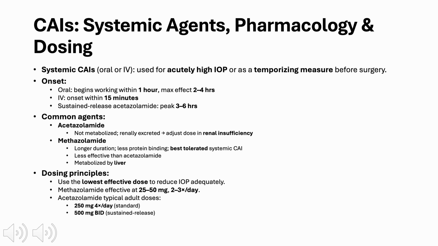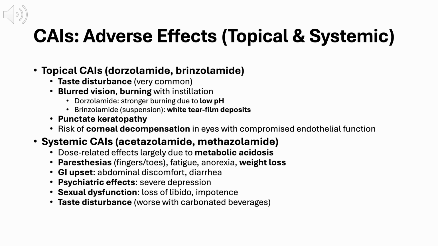the sustained-release version. Let's wrap up our discussion of carbonic anhydrase inhibitors by reviewing their adverse effects, both topical and systemic. Starting with the topical forms, the most common complaint is a taste disturbance, often described as a bitter or metallic aftertaste. Patients may also experience blurred vision or a mild burning sensation after instillation. Dorzolamide tends to sting more due to its lower pH, while brinzolamide can leave white tear film deposits since it's a suspension.